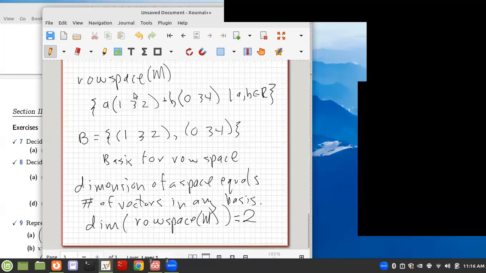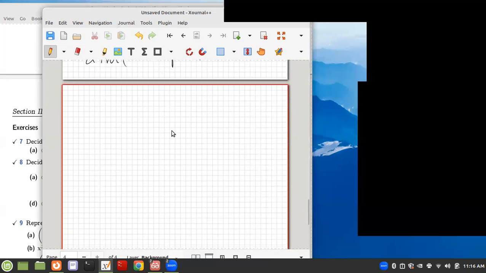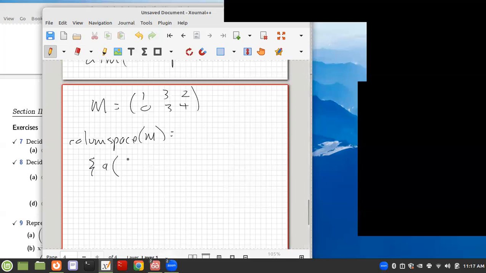Continuing our survey of terms, we can also take the same matrix. Let me repeat this matrix here. M equals 1, 3, 2, 0, 3, 4. And so what's the column space of M? The column space of M equals the span of all the columns, just like the row space is the span of all the rows. So there's the column space.